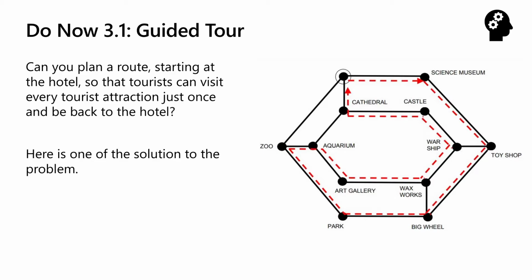It's correct. Now, since we have this algorithm, we can hand it over to anyone and they can follow this set of instructions to make sure that they take the tourists to all major attractions and not miss anything or repeat anything.